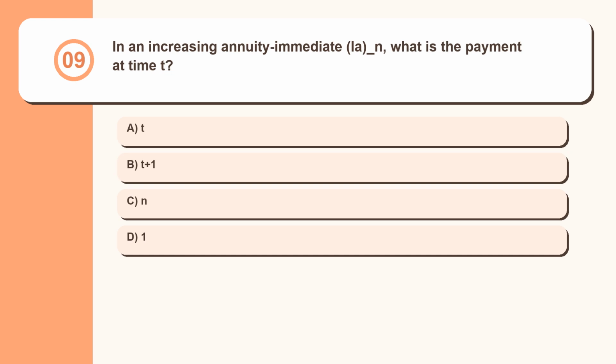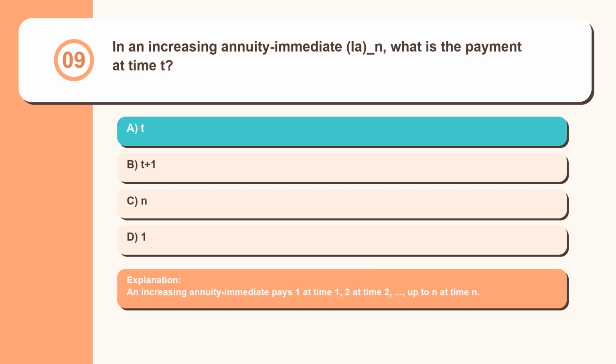Question 9. In an increasing annuity immediate, (Ia) angle n, what is the payment at time t? t, t plus 1, n, 1. An increasing annuity immediate pays 1 at time 1, 2 at time 2, up to n at time n.